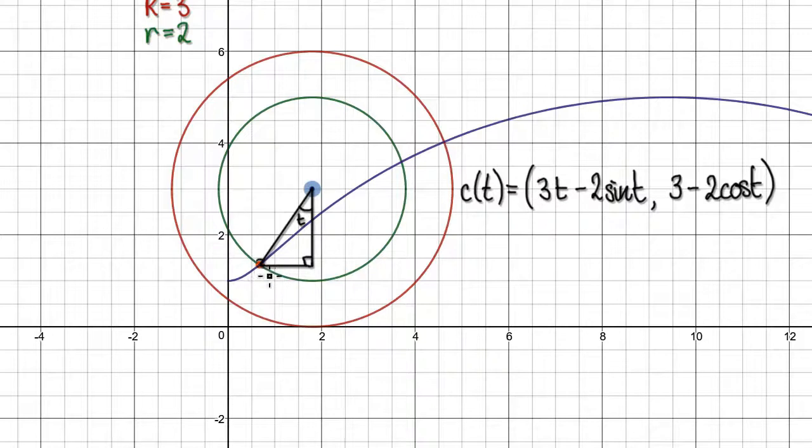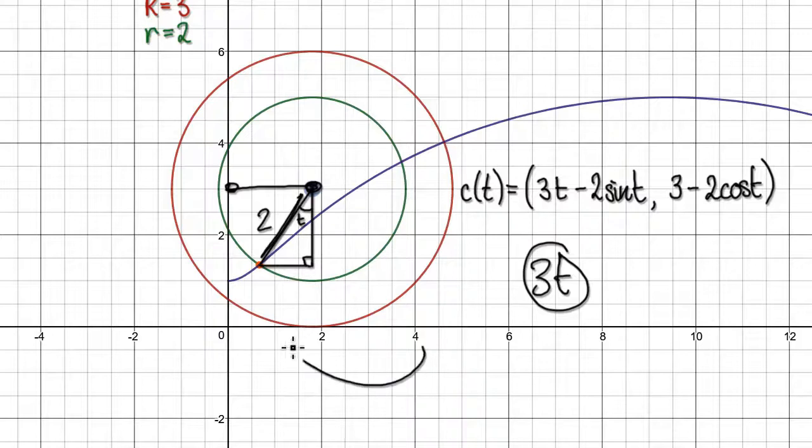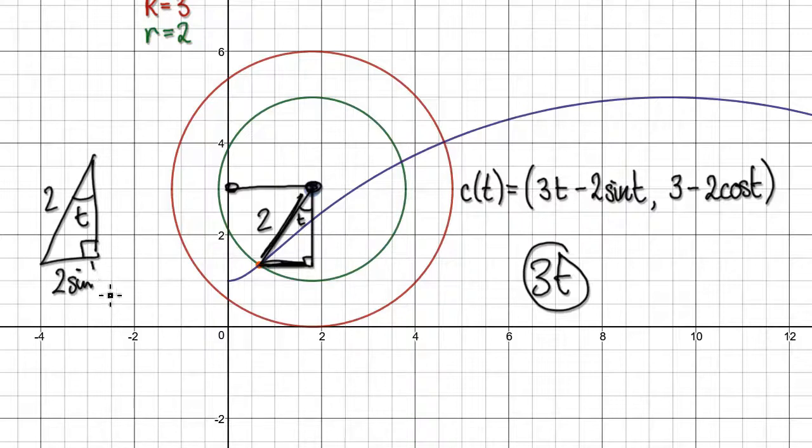But then you're trying to keep track of this point here. So you need 3t, which is the distance from here to the center, and then take away this distance here. The radius of the small circle is 2, and you know the angle here, which is t. To get this distance, it's really using trigonometry. This is 2, this is t, so this here must be 2 sine t. That's why you've got this bit here, 2 sine t.